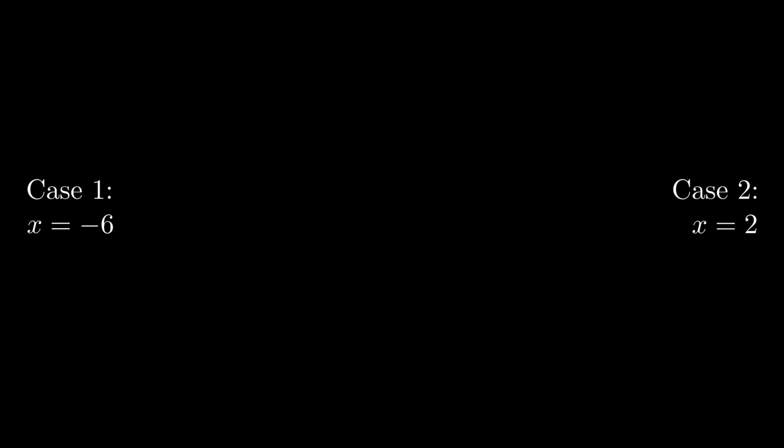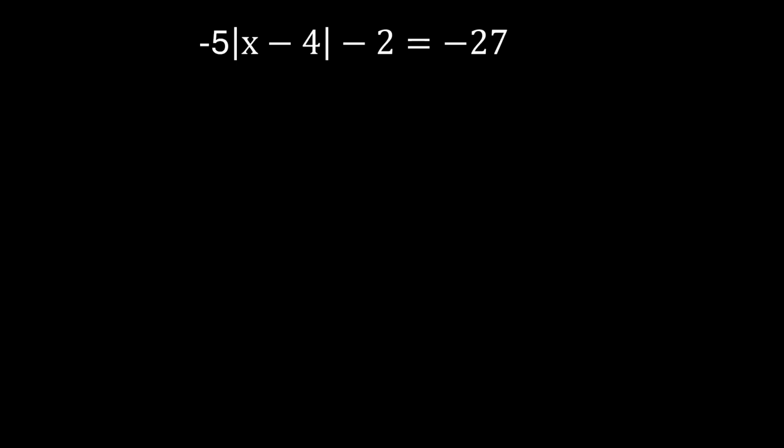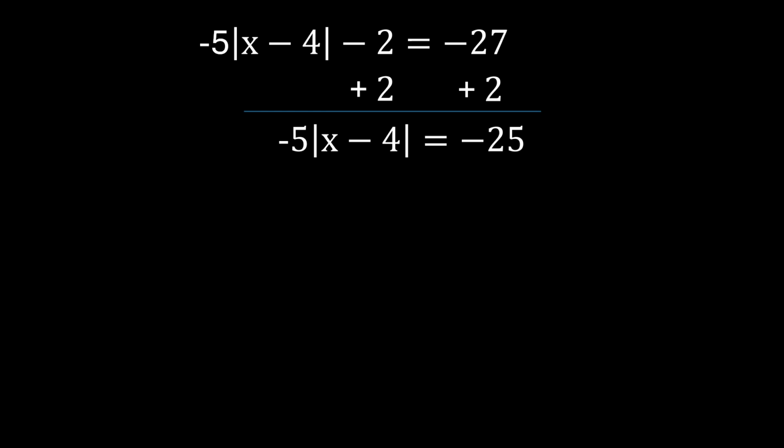Let's look at another example. So I'm going to look at the thing connected to my absolute value by either addition or subtraction. That's the 2. It's being subtracted, so the opposite of subtraction is addition. So I'm going to add 2 to both sides. That's going to give me -5 times the absolute value of x minus 4 is equal to -25. Because the -5 is connected by multiplication, the opposite of multiplication is division. And what I do to one side, I do to the other, so I'm dividing both sides by -5. That's going to give me the absolute value of x minus 4 is equal to 5.